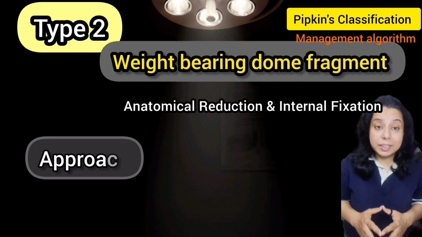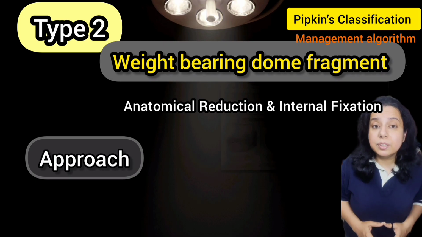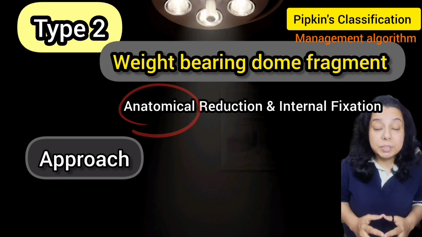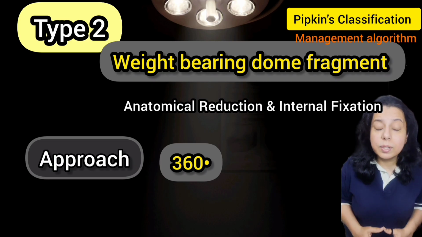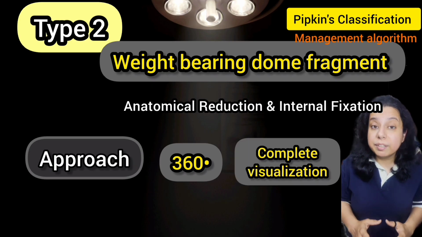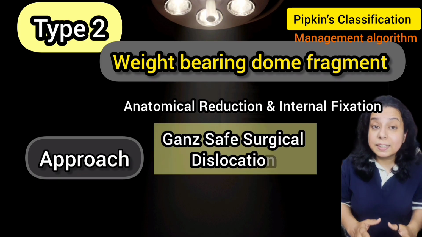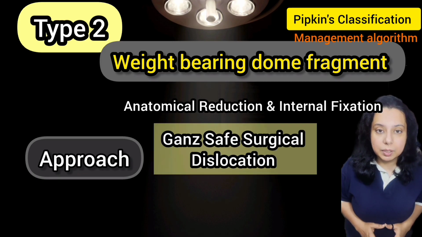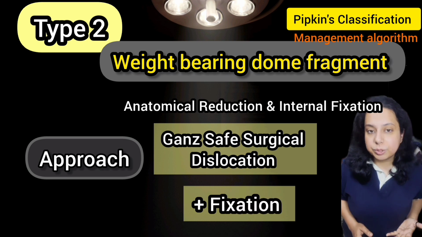The approach here will be based on the fact that we need to reduce it anatomically. So we need a 360-degree or complete visualization of the femoral head, which is by far best achieved with a Ganz safe surgical dislocation technique to expose the hip, which is followed by fixation.